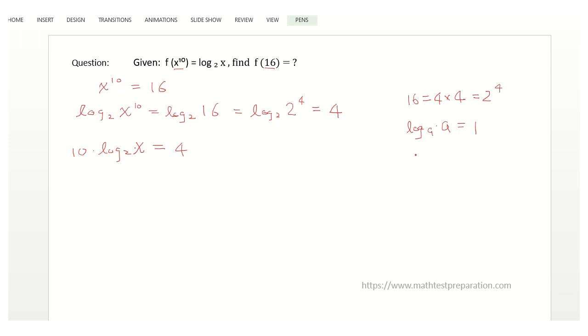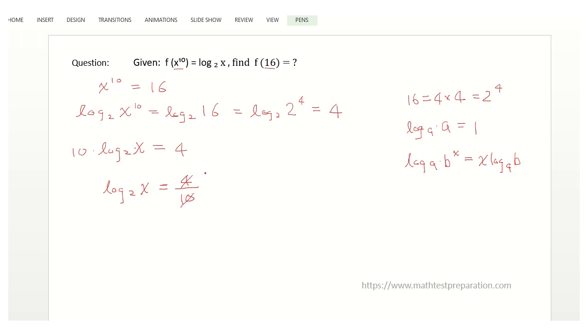Here, we use the formula log base a of b to the x power equals x times log base a of b. So now we get log base 2 of x equals 4 divided by 10.